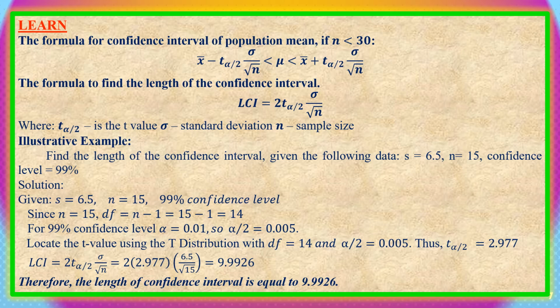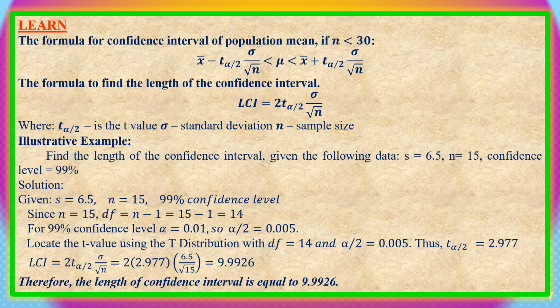The formula to find the length of the confidence interval is LCI equals 2 times t sub alpha over 2 times the standard deviation over the square root of n, where t sub alpha over 2 is the t-value, sigma is the standard deviation, and n is the sample size.